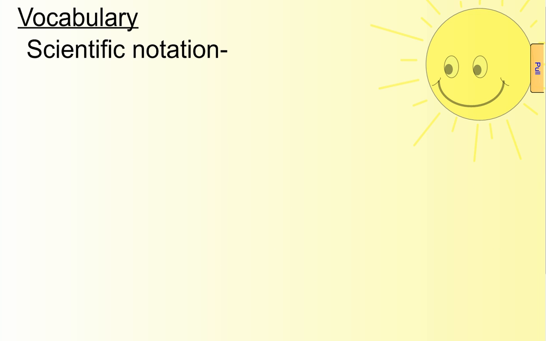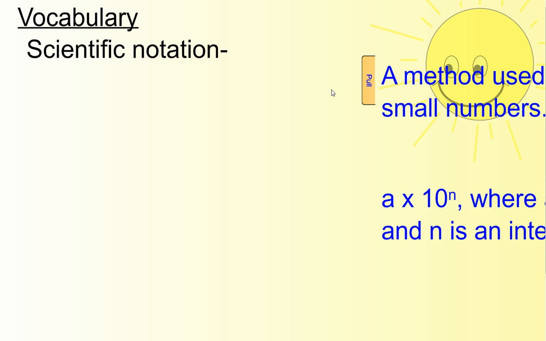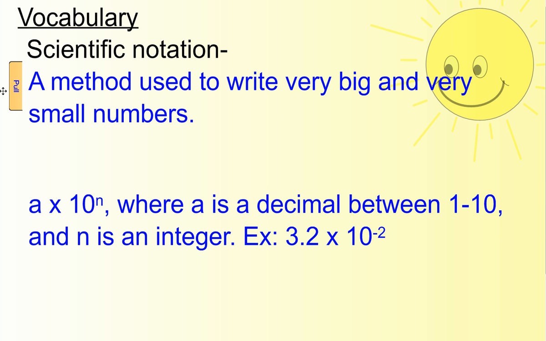Now, scientific notation, we have one vocab word. Scientific notation is a method used to write very big and very small numbers. And I have an example down here, like algebraic notation, a times 10 to the n, where a is a decimal between 1 and 10, and n is an integer, being a positive or negative number. So 3 or 5 or negative 2, negative 8, those can all work for the exponent.